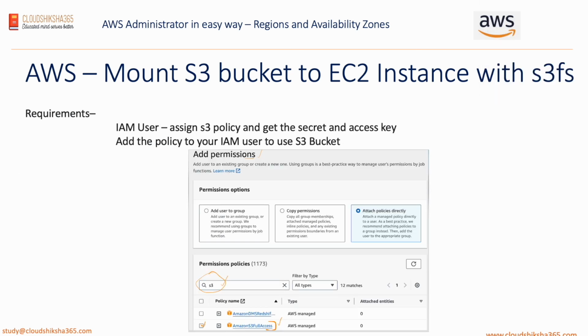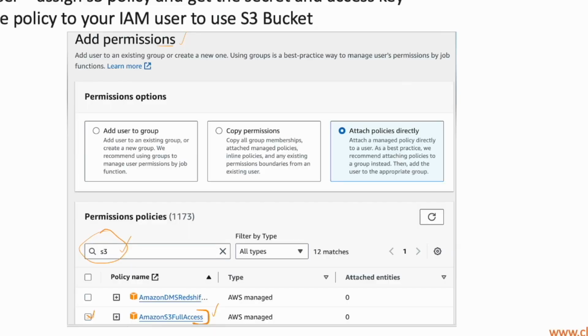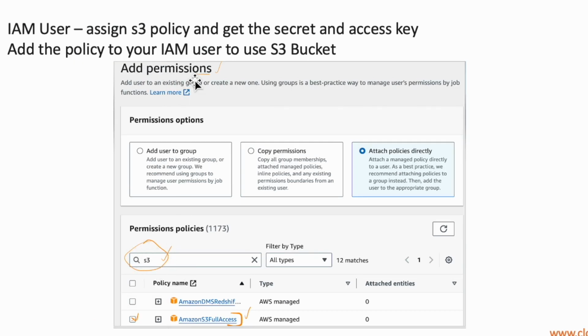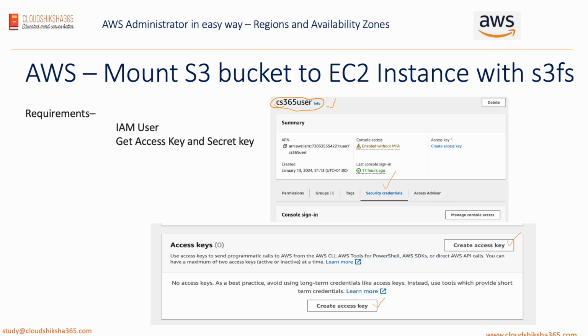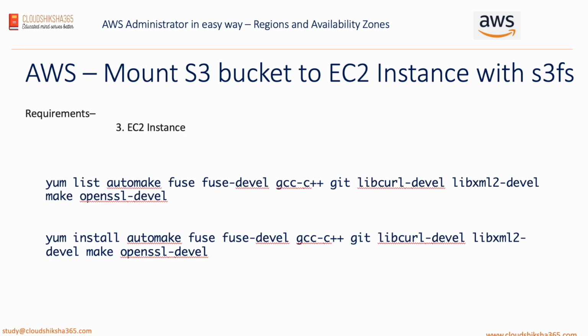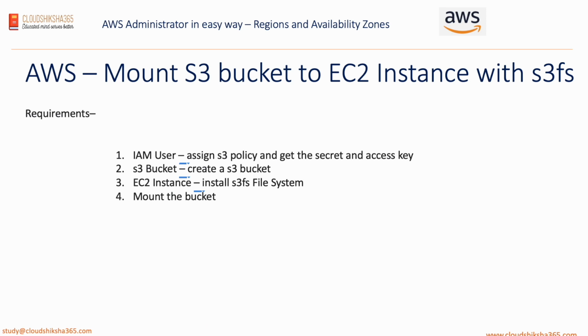So the first step is the IAM user. We will go to user management under the IAM section. Then we will look for S3 under the permissions tab, and then we will add Amazon S3 full access. So this is the first step we will do. Then for the user, from the permissions tab we will go to security credentials, and then we will create an access key, and that access key will be used later to mount the S3 bucket. Then we will go to S3 bucket creation, and then the EC2 instance.